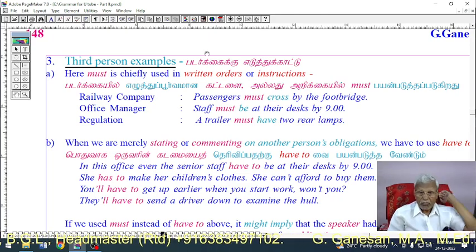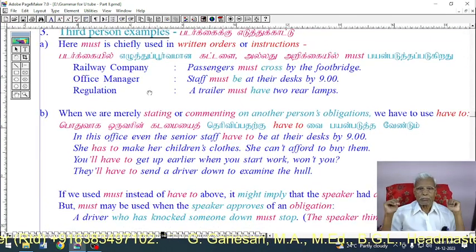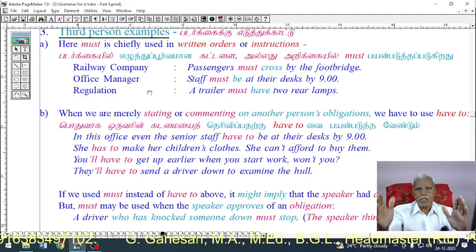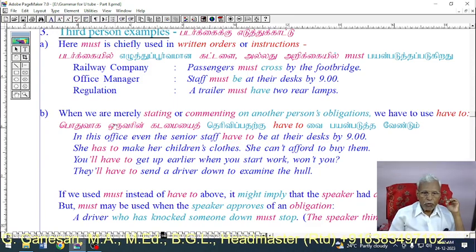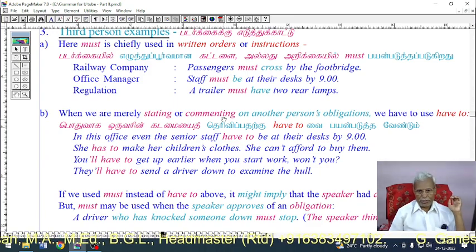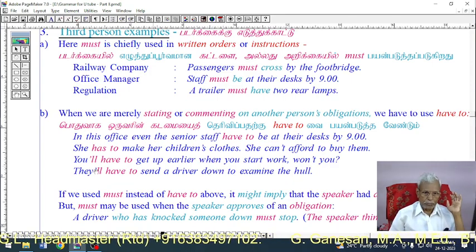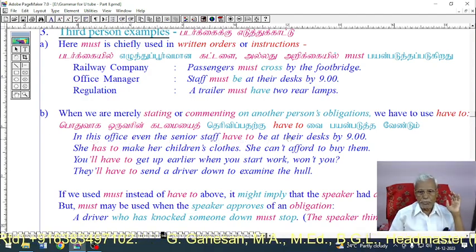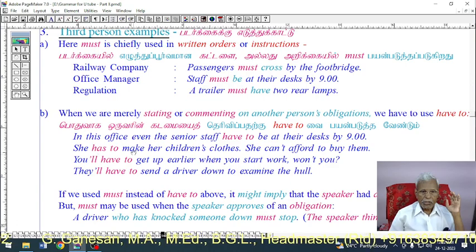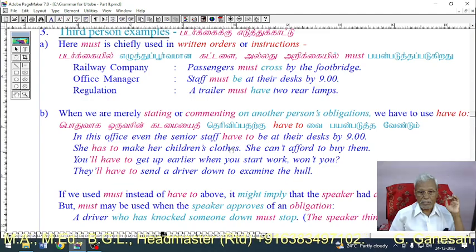But when we merely express the obligations of somebody, we have to use have to. When we are merely stating or commenting on another person's obligations, we use have to. See, in this office, even the senior staff have to be at their desks by 9. She has to make her children's clothes.